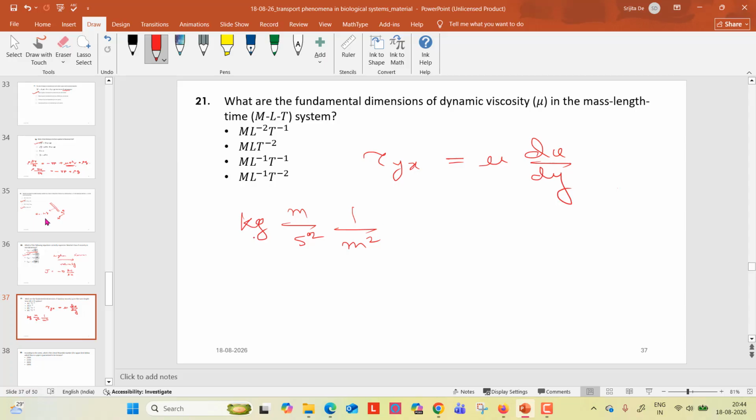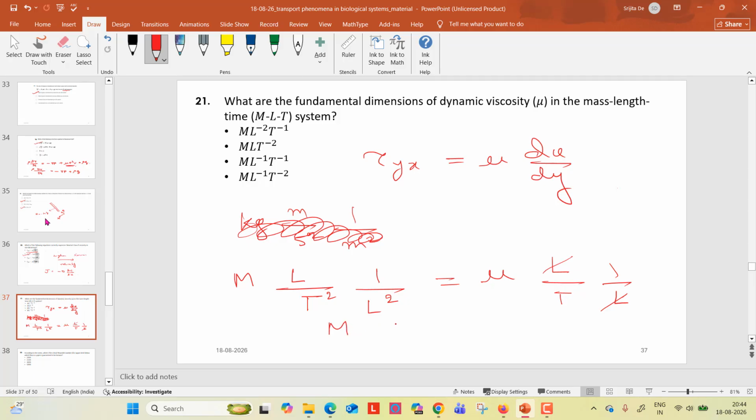Also, you can do it in the mass length system. So it is mass, unit acceleration per unit area, right? Equals mu. du is the velocity, so it is length per time by 1 by length. Okay, so it is coming as mass L to the power minus 1 and T to the power minus 1. So it is option C. Next.